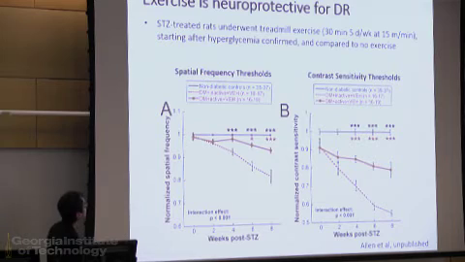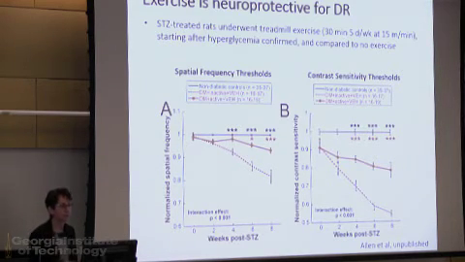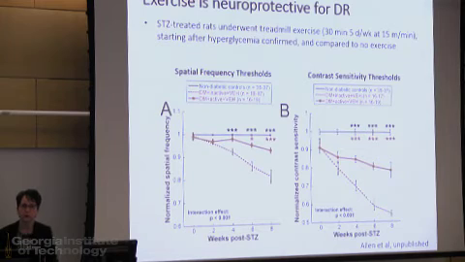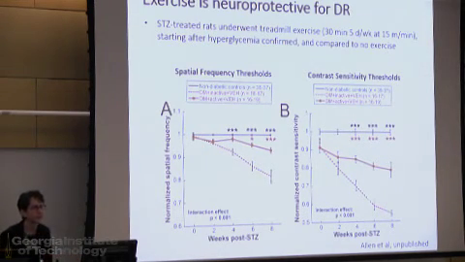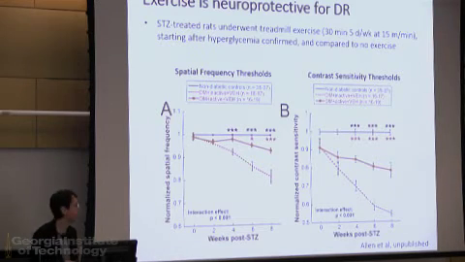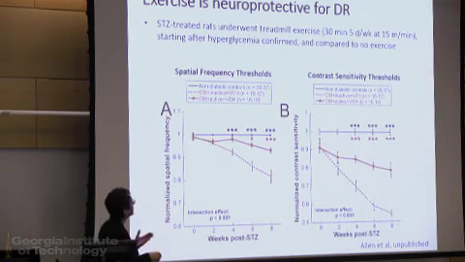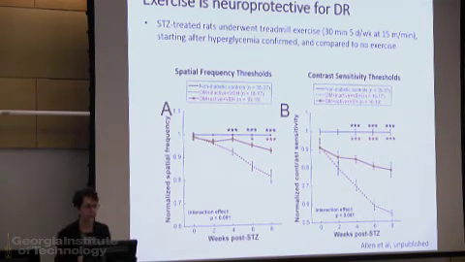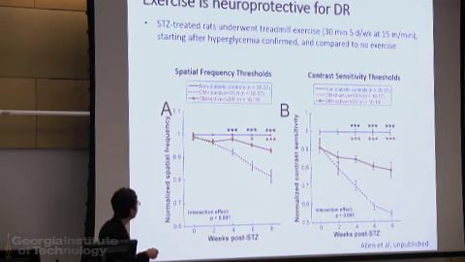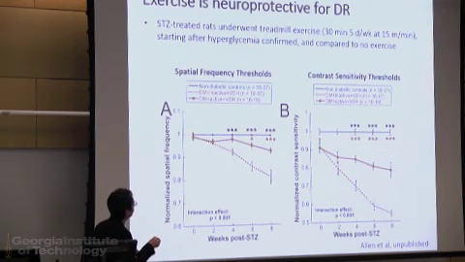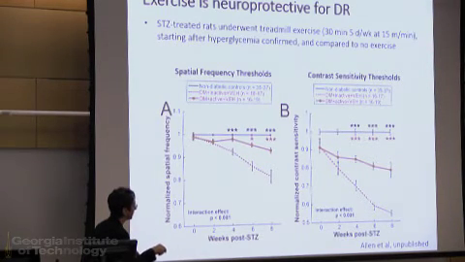So here I'm showing you STZ-treated rats that have been run on a treadmill. This is a similar sort of exercise paradigm. They're a little faster, 15 meters per minute, only 30 minutes a day, and again 5 days a week. And we again started this exercise after the animals had confirmed hyperglycemia, and we compared them to animals that are inactive. You can see here that our animals that are inactive are definitely getting that decrease I've shown you before. But if they have exercise, then we have significant preservation, both in spatial frequency and in contrast.